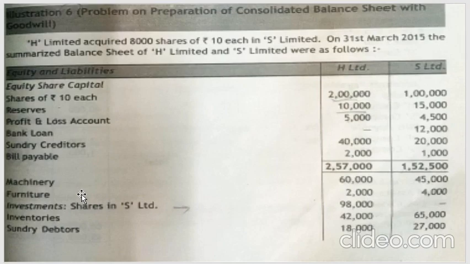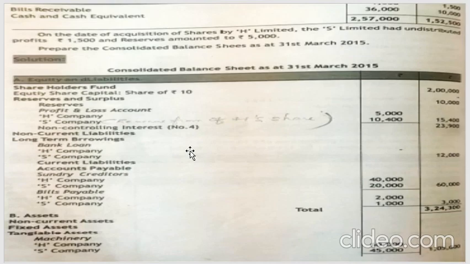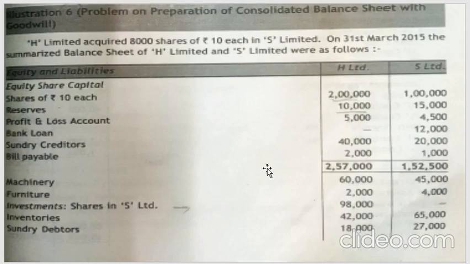Next, current liabilities. Under current liabilities, we have accounts payable. Under accounts payable, we have sundry creditors. So sundry creditors of H and S will be taken: 40,000 and 20,000 for H and S. Then bills payable, which will give you 2,000 and 1,000. The total will be 3,000. So these are the liabilities items. Just check in the problem, do we have any other liabilities which are to be recorded?